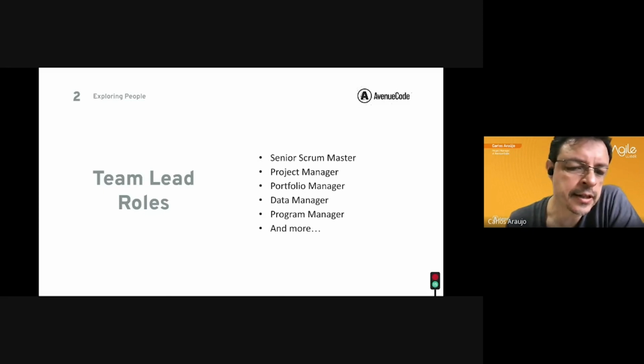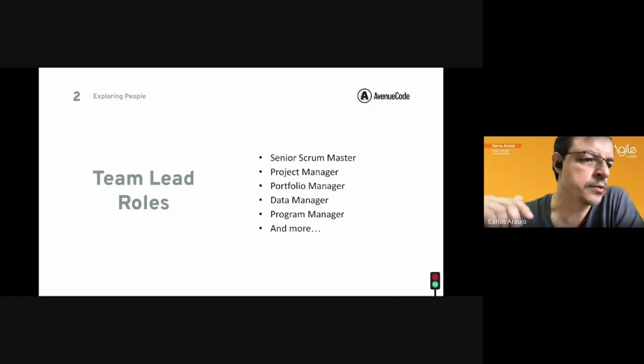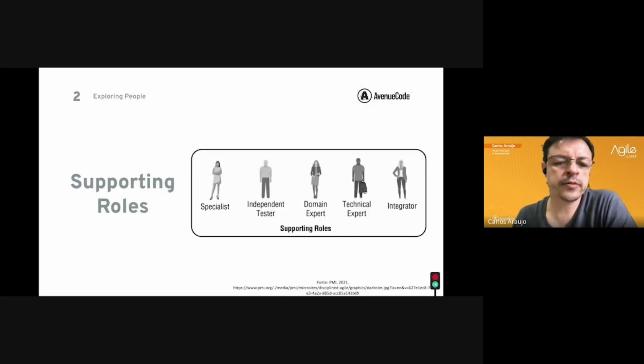And here it's a kind of roles and person that can work as a team lead. And as Ademir pointed out very well, the team lead is someone who works with agile, understands agile environments, and brings that to the team. Also, we have the supporting roles: the specialists, independent testers, domain experts, technical experts, integrators. And these roles, as I told before, are often temporary basis.